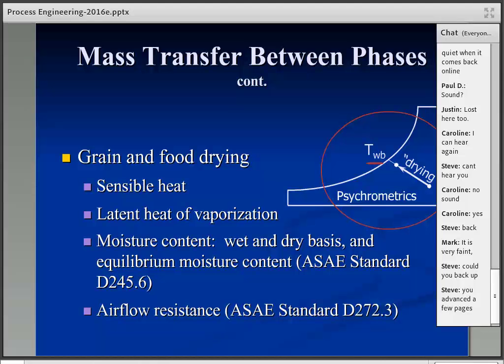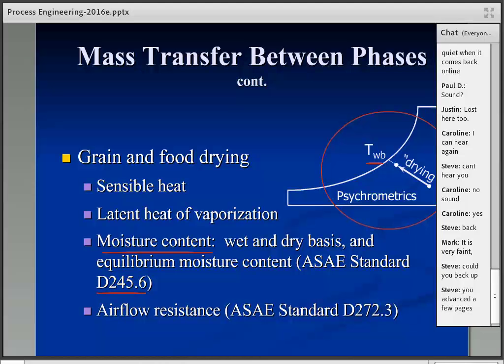So in grain drying, food drying, these psychrometric issues come up. Also, moisture contents of the materials is going to be involved, because you're either drying or wetting the material. There is ASAE standard D245.6, which is moisture data for that. We'll see in the examples. Moisture is going to raise the issue of whether it's wet basis or dry basis, so we'll have to keep that straight. I'll look more at that.